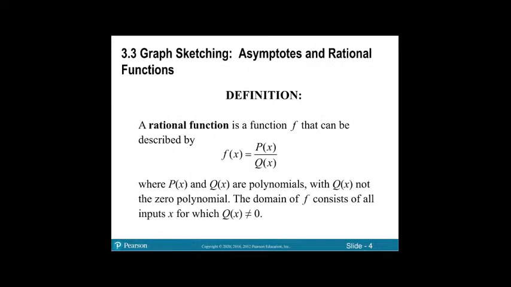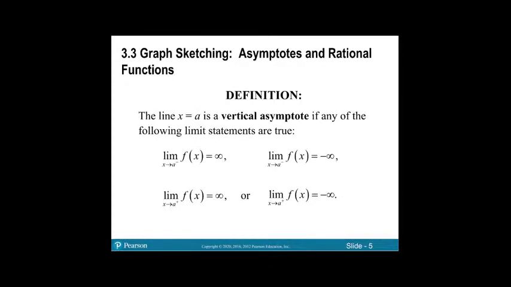So let's see, we have a rational function, which is a function that can be described as basically one function over another, in this case where P and Q are polynomials, all right? So we have one polynomial over another, where Q is not the zero polynomial, and the domain of f consists of all inputs x for which the denominator is not zero. So basically, the domain here is going to be the domain of each function, provided that the denominator is not zero, okay?